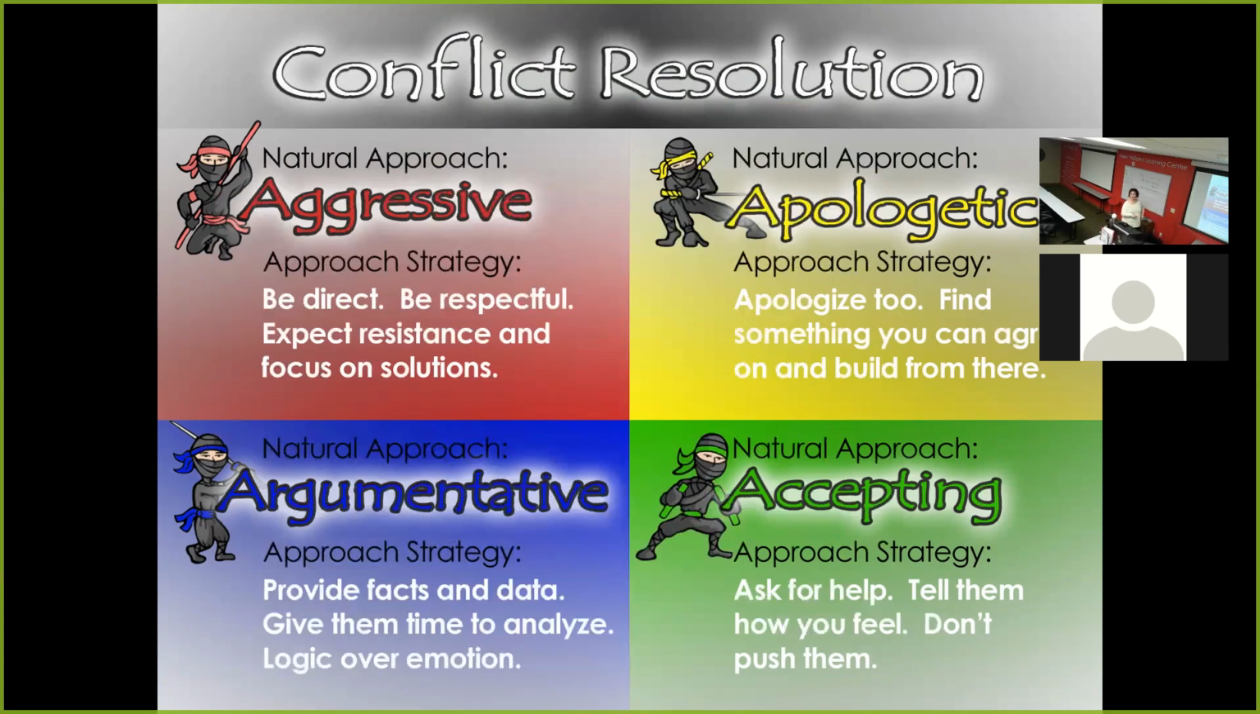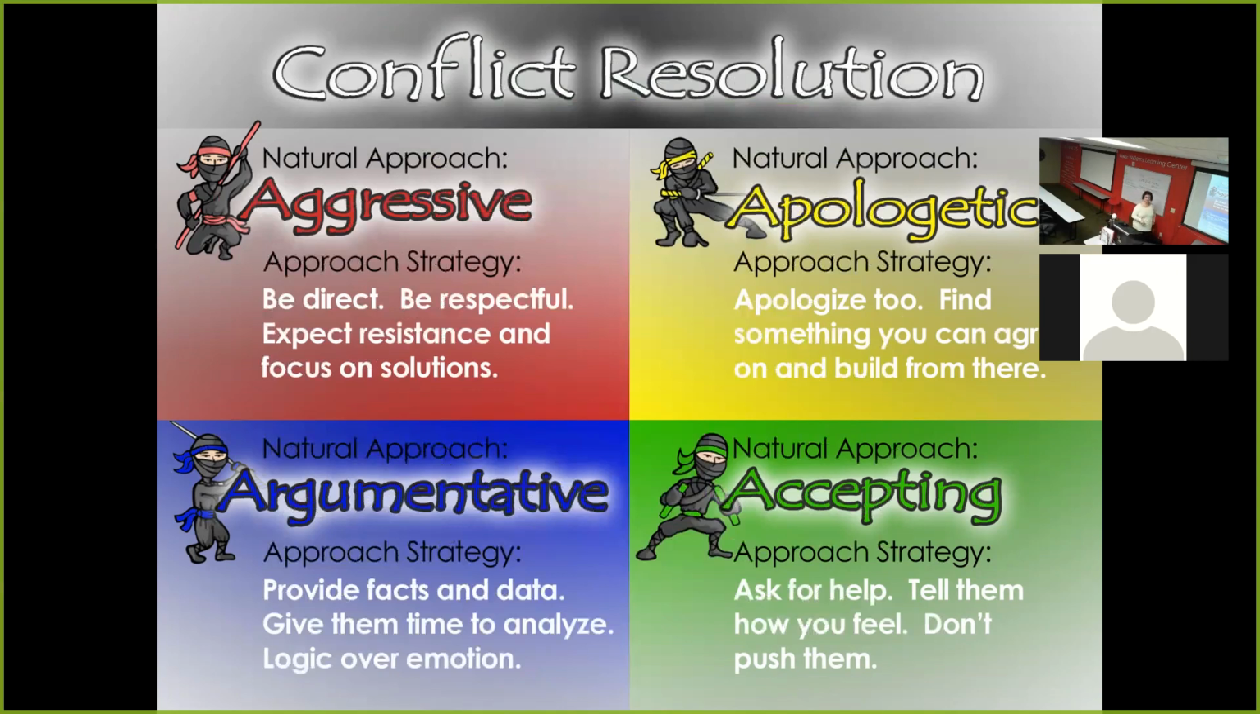The natural approach for an S is accepting. They will naturally accept what comes their way, right? So guess what? Ask them for help. Tell them how you feel, not what you think. Tell them how you feel about it. And don't push them. Give them a chance, apologize, give them some space, and they'll come around because they're naturally accepting.